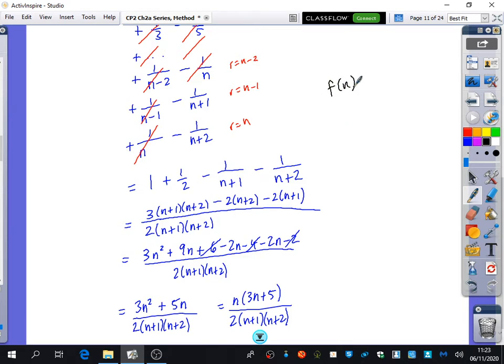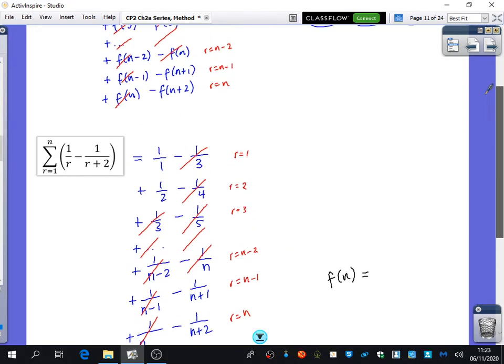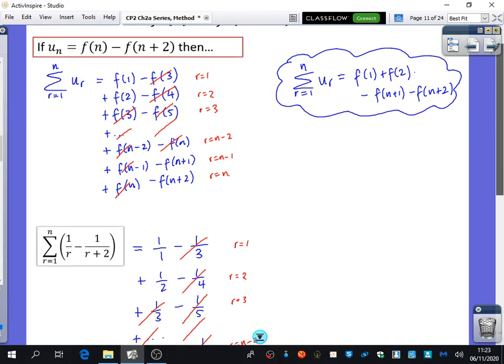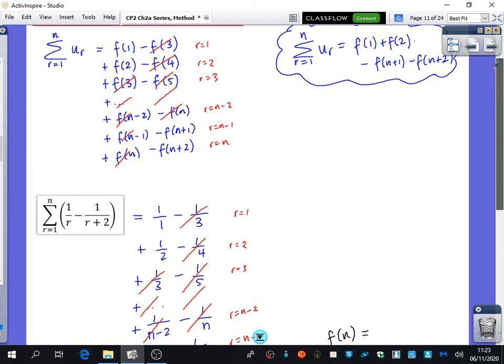What's our f of n in this case, Arafel? F of n is... Just because I'm going to want to try it in function notation, what would be the function that we have for this one here?